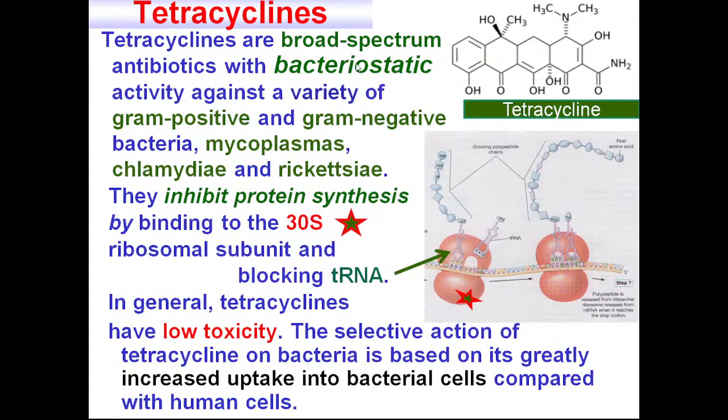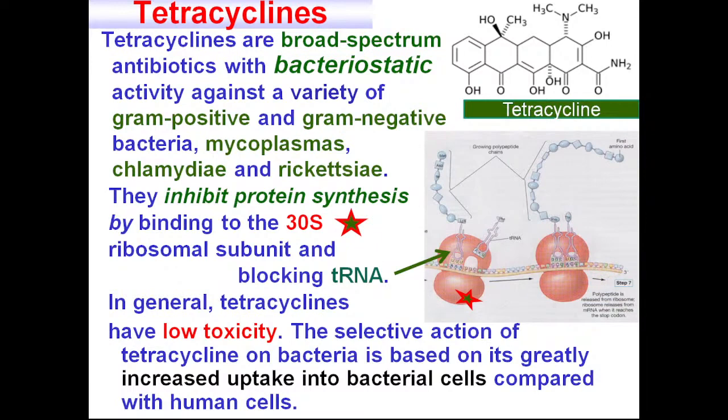One more group that is very common, old, and very useful is the tetracyclines, with very broad spectrum activity. They are bacteriostatic against a variety of gram-positive and gram-negative bacteria. They also may affect mycoplasma, which naturally don't have cell walls, so penicillins and cephalosporins are useless for them. And they are also effective against chlamydia and rickettsia.